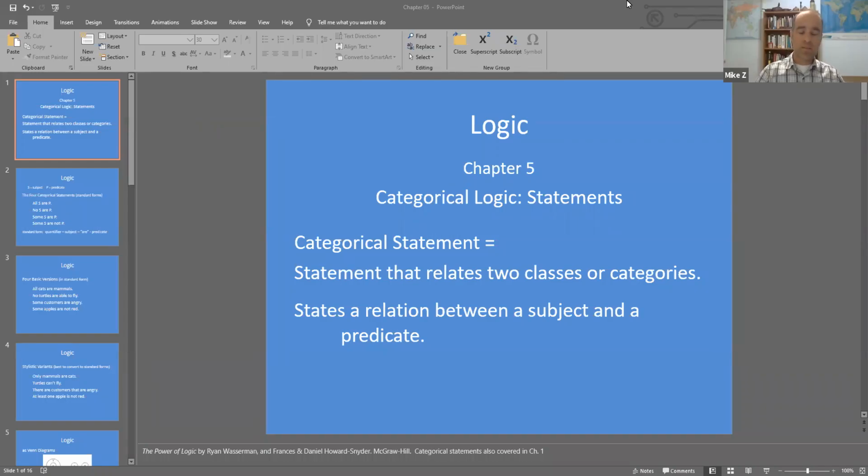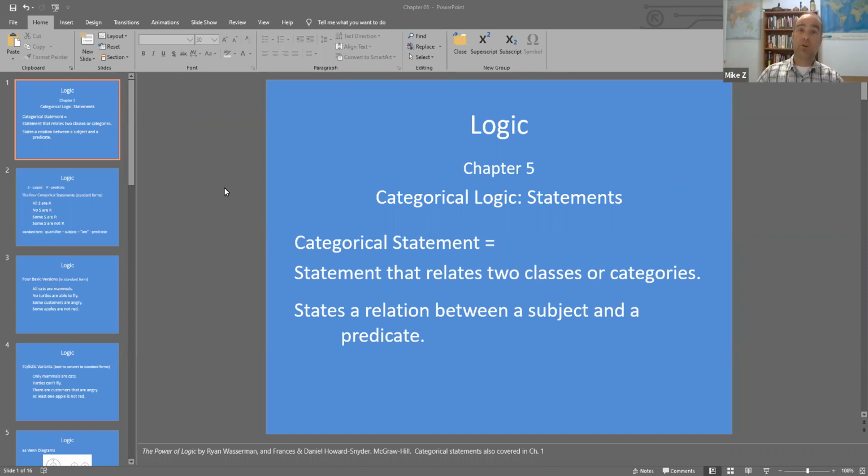Hello. So in this presentation, we'll be covering Chapter 5, and actually Chapter 5 and Chapter 6 both cover these categorical statements, which we've seen before. We saw them a bit in Chapter 1 in particular, but they've been sprinkled in various places throughout the other chapters as well.